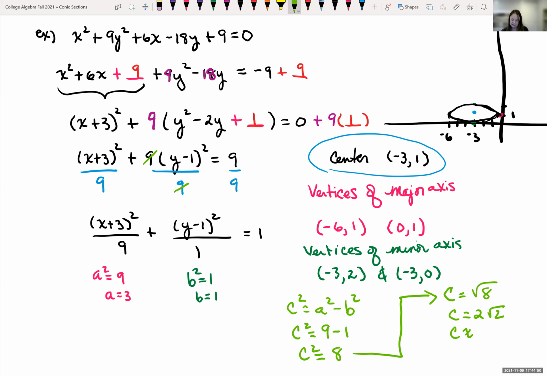Which is approximately 2.83. Okay. So we're just going to add and subtract that from the x value of our center to make it on the foci, which need to be on the major axis.